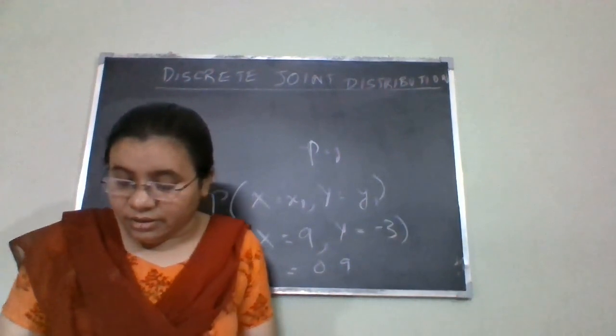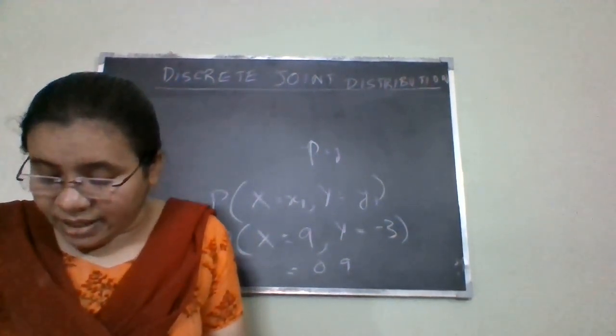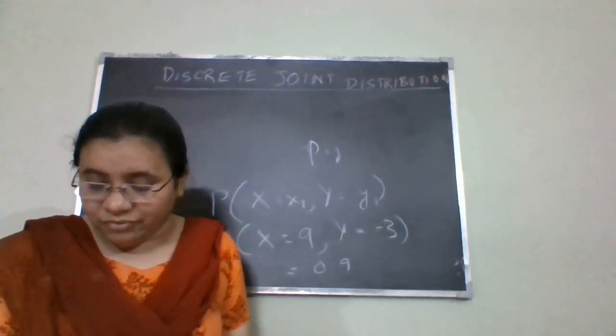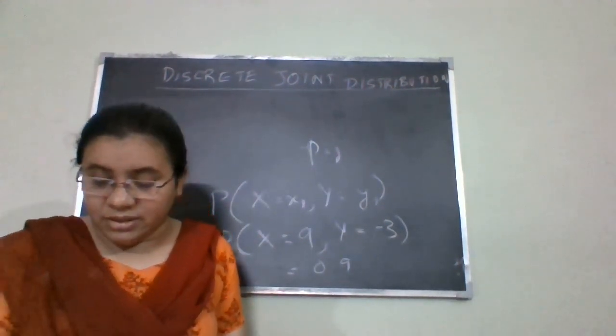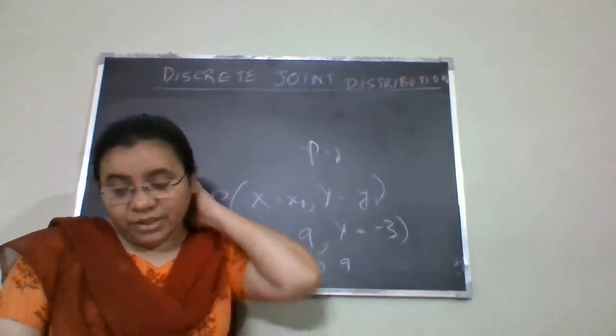Similarly, you can read the other ones. For capital X equal to again 9 and Y equal to 5, we have 0.15. Capital X equal to 9 and Y equal to 7, we have 0.6 and so on. Now let us look at the marginal probabilities.